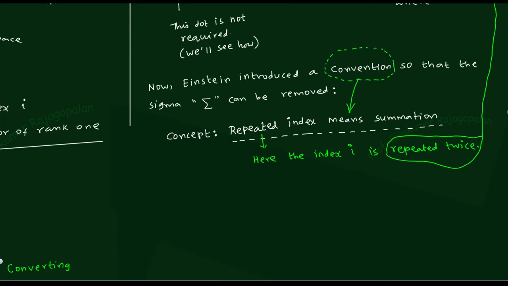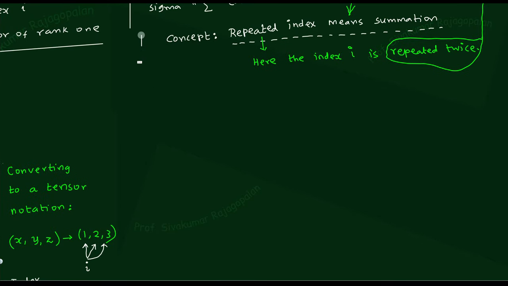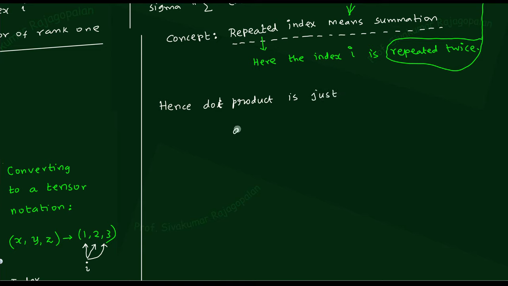After deleting the summation, our dot product will become simply AI BI. Now you see the dot is missing. You don't require the dot, and that is fine. But what about the understanding? The understanding is important, so I'll write that here on the side.